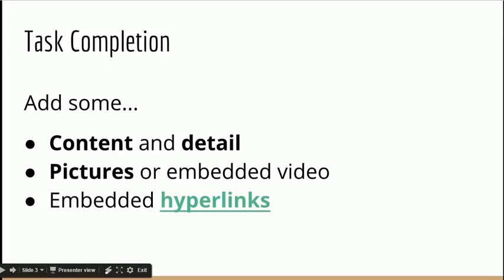When we're talking about task completion, addressing this criteria is largely about adding content. Give me some more information, give me more details about the subjects that you already started writing about. Make sure that you have pictures or embedded videos that go in between your paragraphs on your blog posts, and make sure to include embedded hyperlinks. These last two are quite specific to your written compositions, but certainly content and detail are things you can add to either a written composition or an animated presentation.